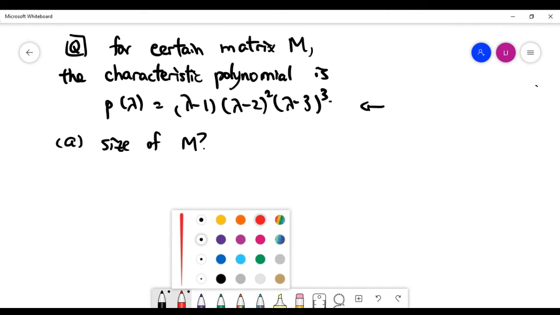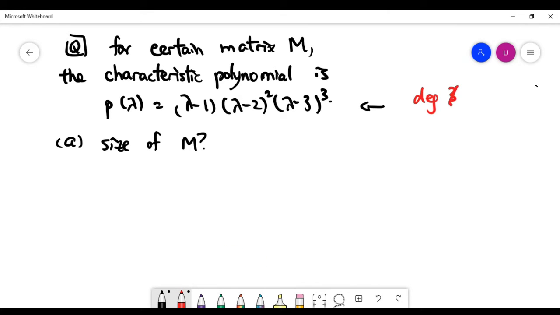So you see, please look at the degree of this polynomial. This one is going to be degree 6, right? Degree 6 because you see lambda is multiplied 3 times, and then lambda should be multiplied 2 times, and there's one more copy of lambda. So if you multiply all these lambdas together, you would get the highest power term, which is lambda to the power 6. It gives you a sense that M should be a square matrix of size 6 by 6.